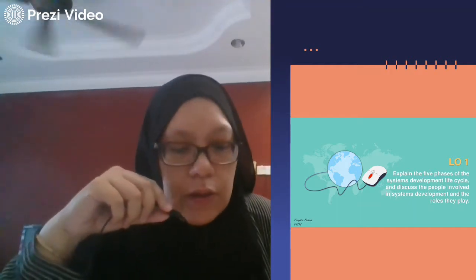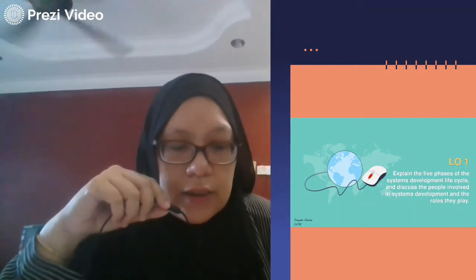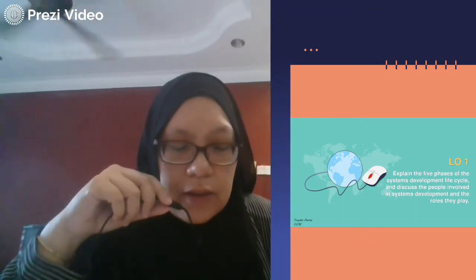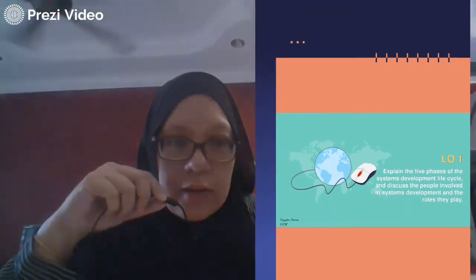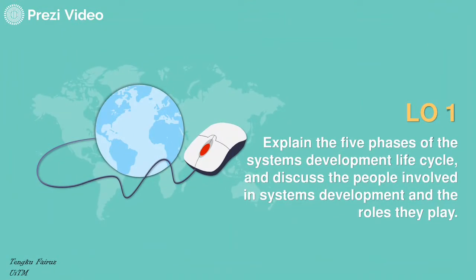Okay, so let's look at the first subtopic, the first learning outcome: to explain the 5 phases of the system development life cycle and discuss who are the people involved in the development and their roles.